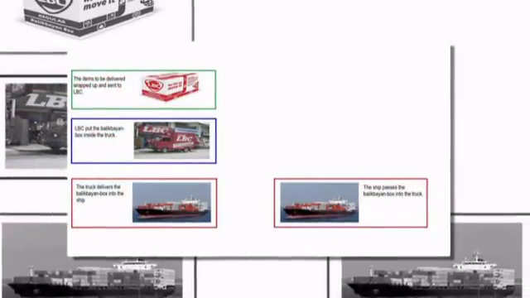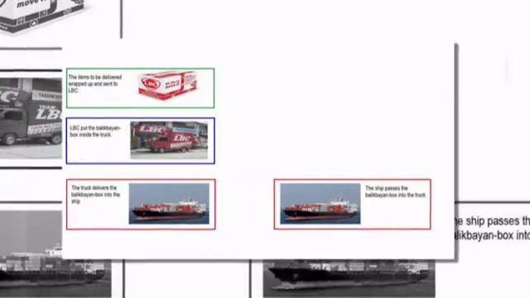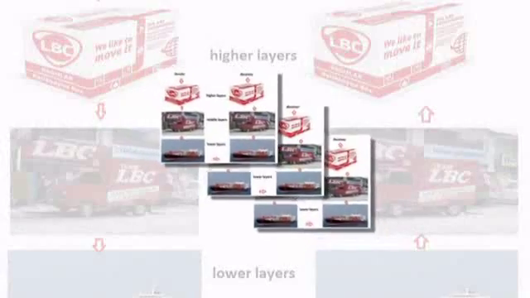Analogy of encapsulation. A balikbayan box is sent from Canada to the Philippines. The items to be delivered are wrapped up and sent to LBC. LBC puts the balikbayan box inside the truck. The truck delivers the balikbayan box to the ship. The ship passes the balikbayan box to a truck. The truck delivers the box to the LBC. LBC delivers the balikbayan box to the receiver.